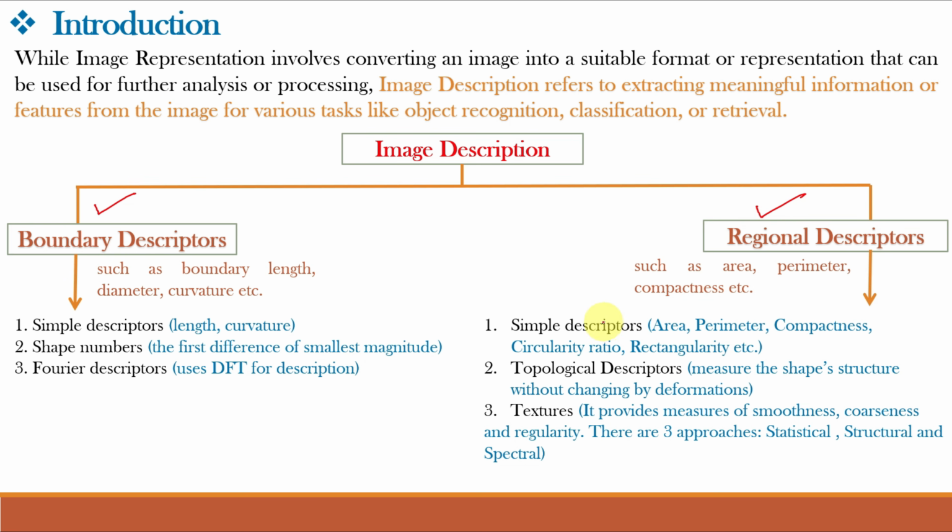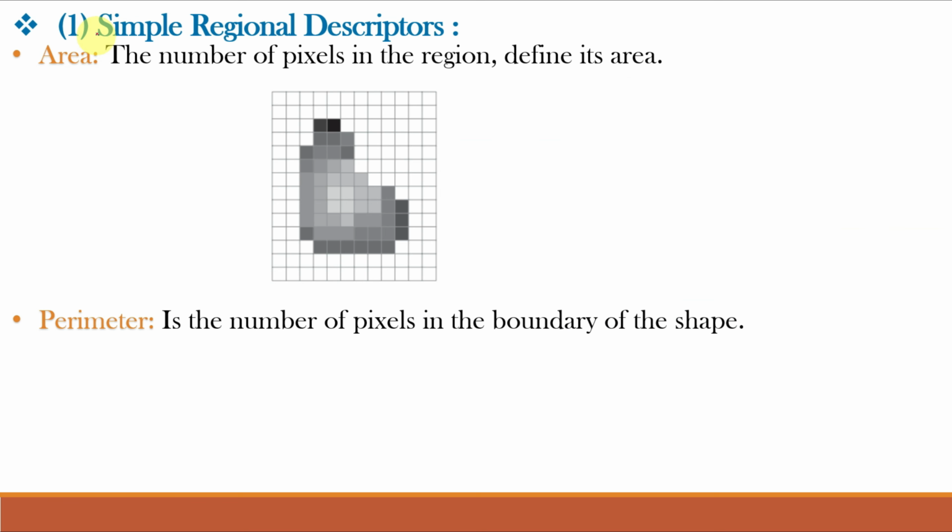Let us first understand simple regional descriptors. First simple regional descriptor is area. The number of pixels in the region defines its area. For example, this is our object, then the total number of pixels in this object will define its area. For example, here the area will be 55. Next is perimeter. Perimeter is the number of pixels in the boundary of the shape, and we have already learned this perimeter in our previous video class of boundary descriptors. So for this image, the perimeter will be 25.